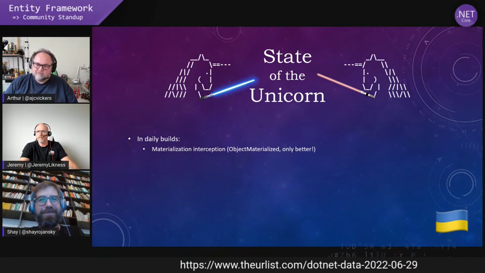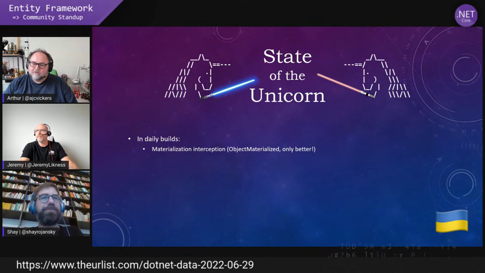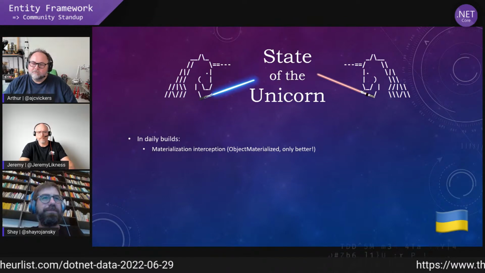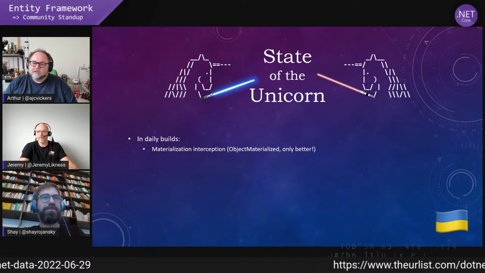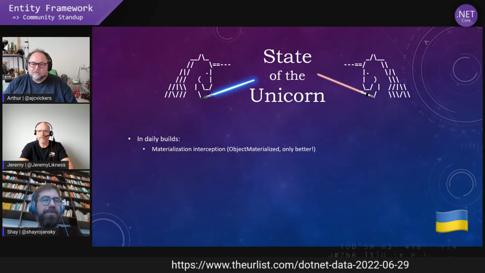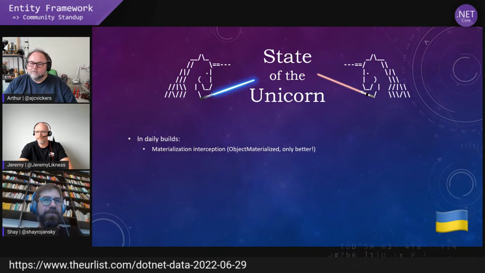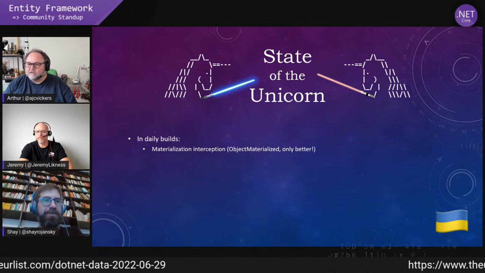A lot of people have been asking for that. This is now in EF7, although it allows you to do more than object materialize. You can actually intercept before or after the object creation. So you can say, oh, actually don't create it. I'm going to create it for you and use that one. So for example, to create a proxy or something like that.